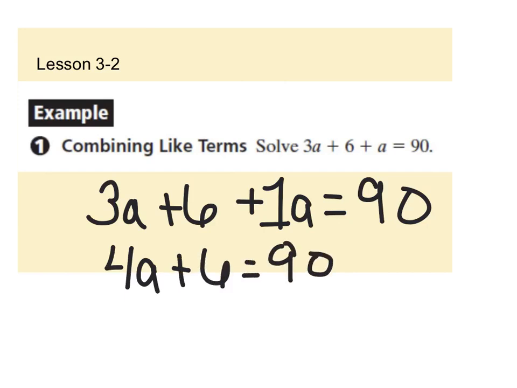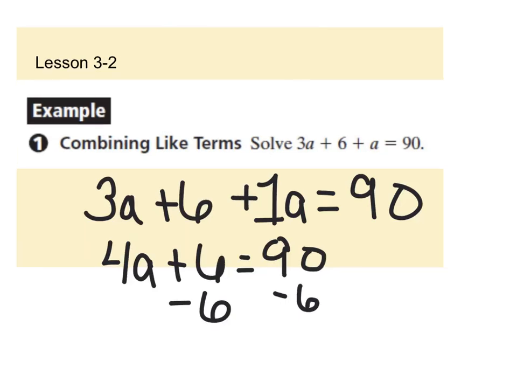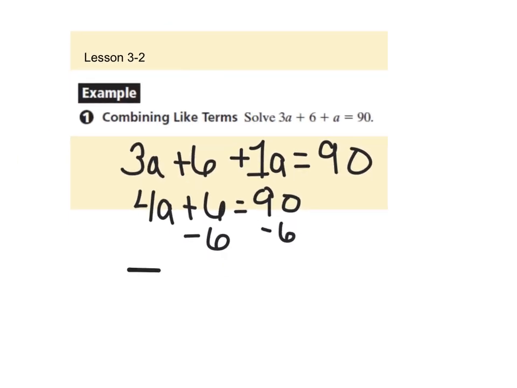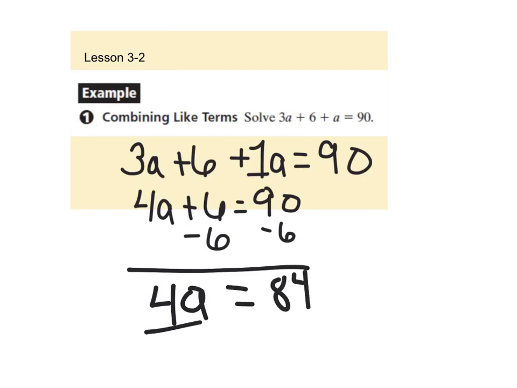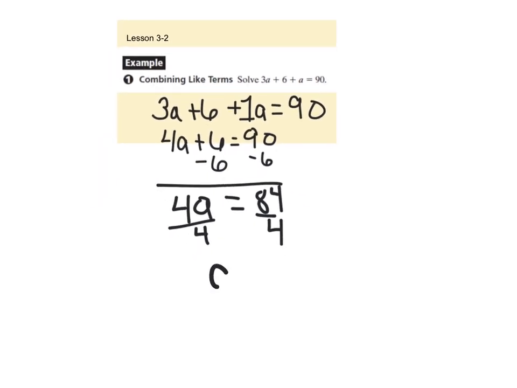You then want to undo the adding 6 by subtracting 6 from both sides, and we are left with 4a equals 84. In our final step, we're going to divide both sides by 4, and we are left with a equals 21.